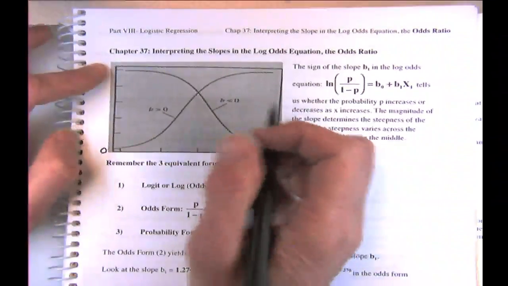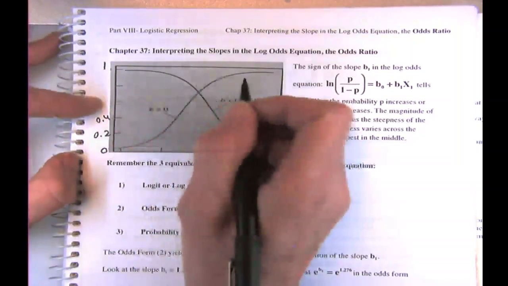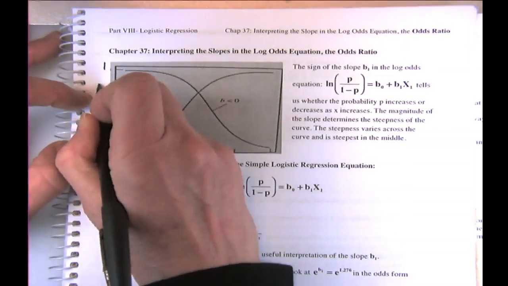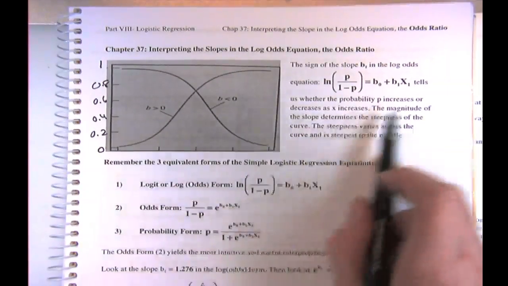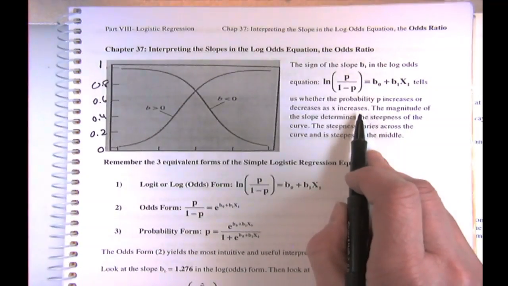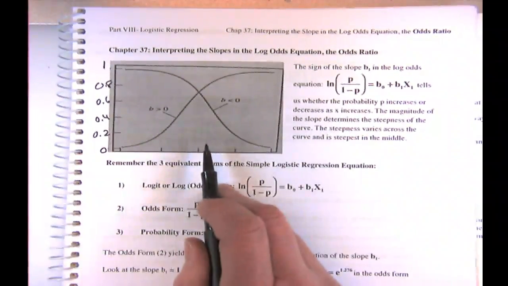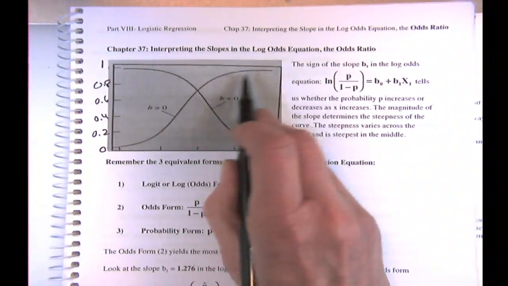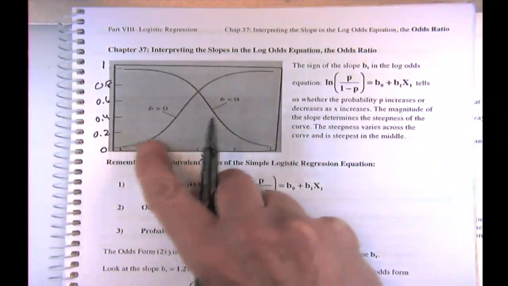Okay, so here's your curve. It's 0, and this is 1, and this is 0.2, 0.4, 0.6, and 0.8. Okay, so let's think about what it means here. It tells us whether the probability P increases or decreases as x increases. That's the sign of this slope here. So as x gets bigger, this will be a positive slope or a negative slope, right?